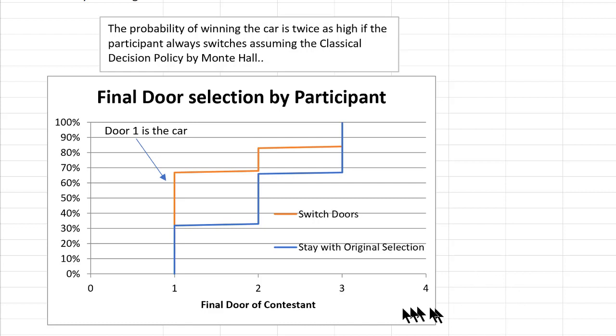Now, if the participant always switches, that probability of ending up with door 1 is shown to be 66%, a 2/3 chance. And then there's a 1/6 chance of ending up with door 2 and a 1/6 chance of ending up in door 3. And this is just coming out of the simulation. So now let's talk about how the model is put together.